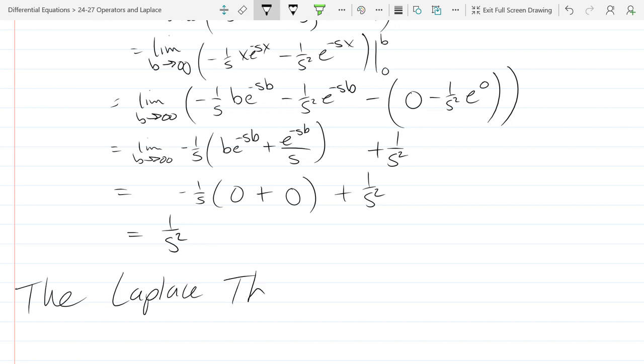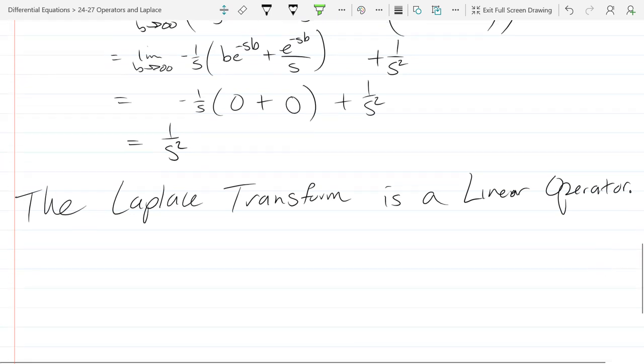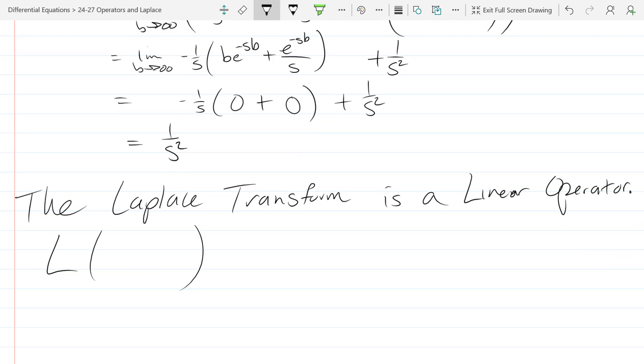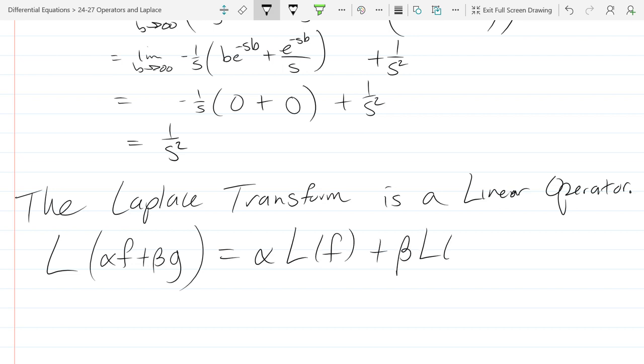So this is called the Laplace transform. Not everything is a linear operator, but everything that has to do with derivatives is pretty much a linear operator. All right, so the Laplace transform is a linear operator. What does it mean to be a linear operator? If it's a linear operator, it means the Laplace of a sum is the same as the Laplace of each one added together. And the same thing works out for scalar multiplication. So that means the Laplace of alpha f plus beta g is alpha times the Laplace of f plus beta times the Laplace of g. So it splits up over addition and scalar multiplication.